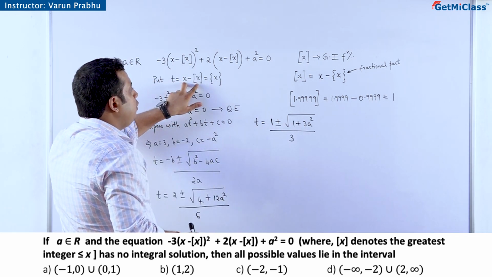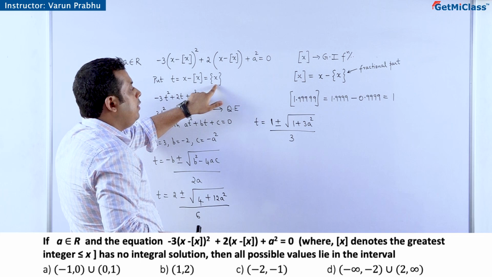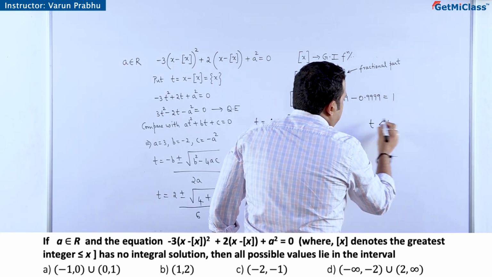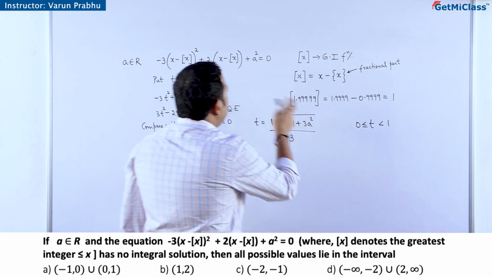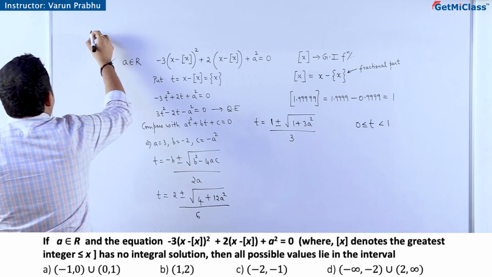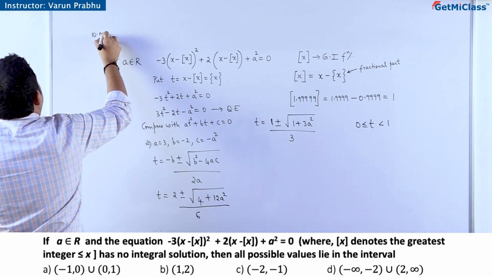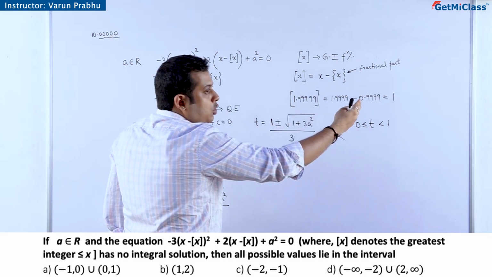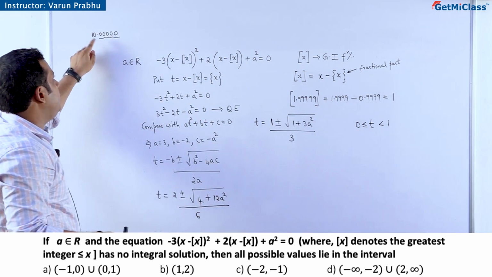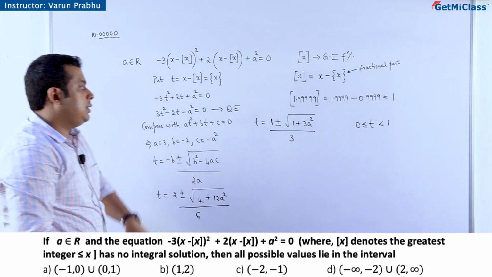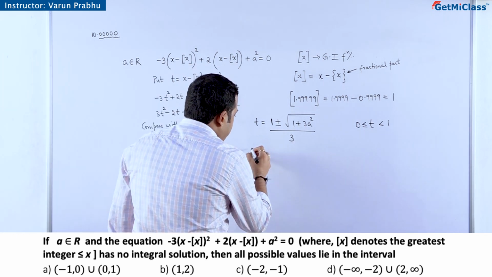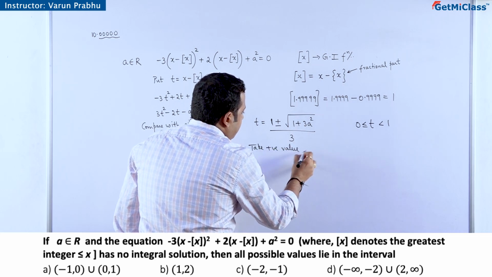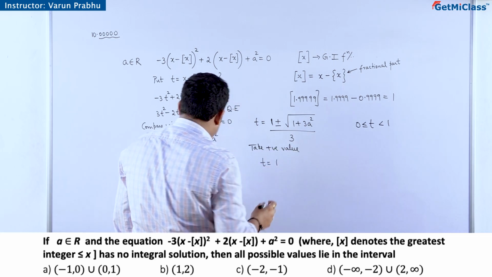So the answer cannot become negative, no? From x, when you subtract the greatest integer, the answer will be a fractional part. That fractional part will always lie between where to where? It can be 0. For example, if I consider a greatest integer called 10, the answer for fractional part will be 0. It can be 0, but it cannot cross 1, because the moment it becomes 1, the integer will shift to the next part. Yes. So we can take only the positive term. Take positive value here. t is equal to 1.